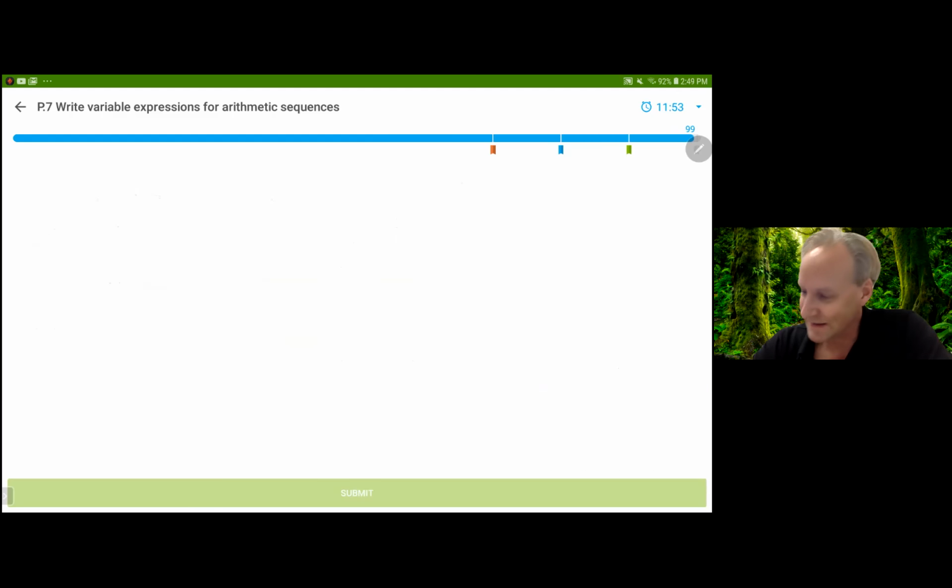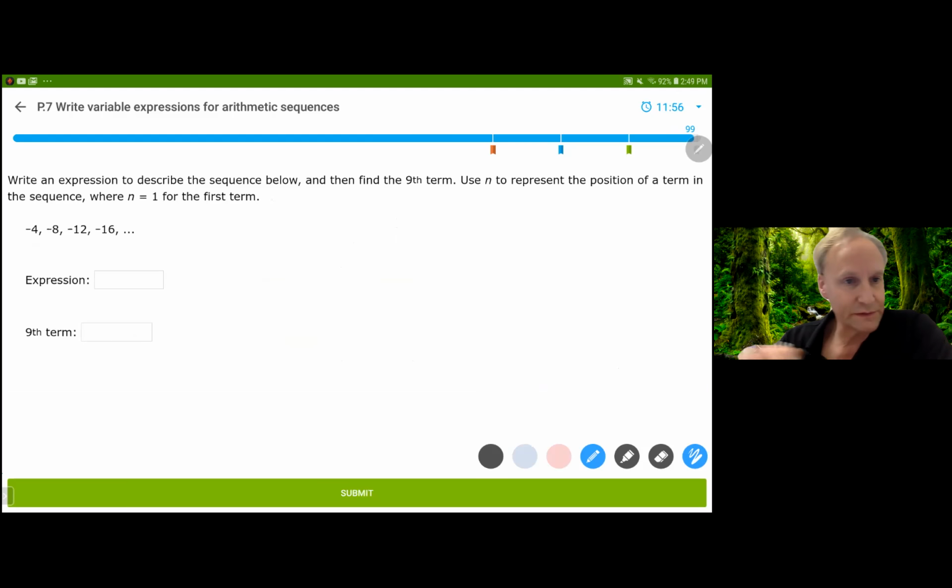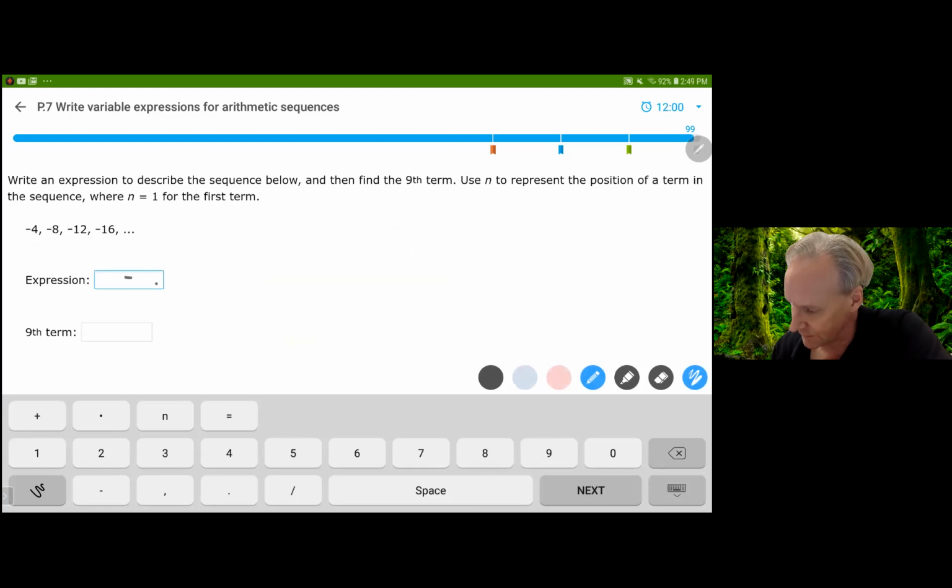And it looks like we have one last one. We're multiples of -4, so we're talking about -4n. And we want the 9th term, which is -36.